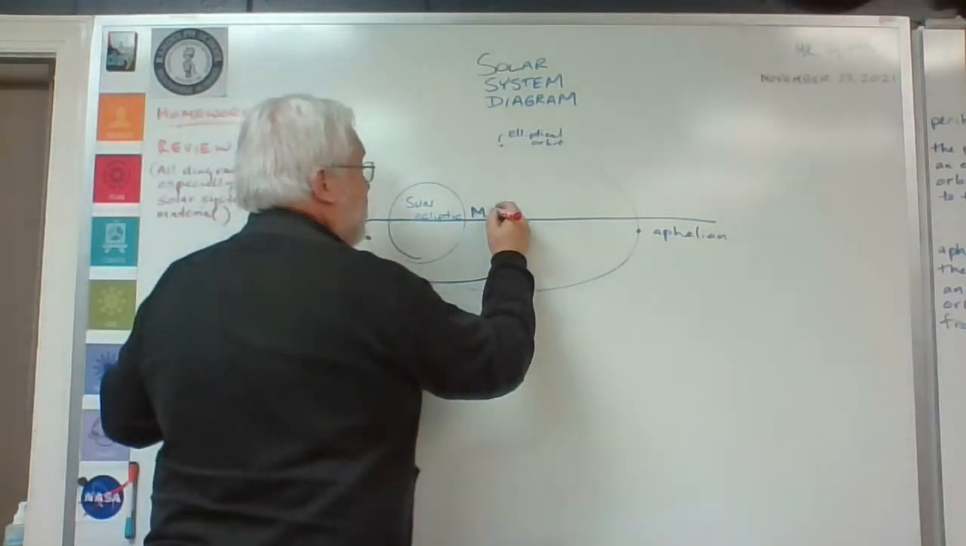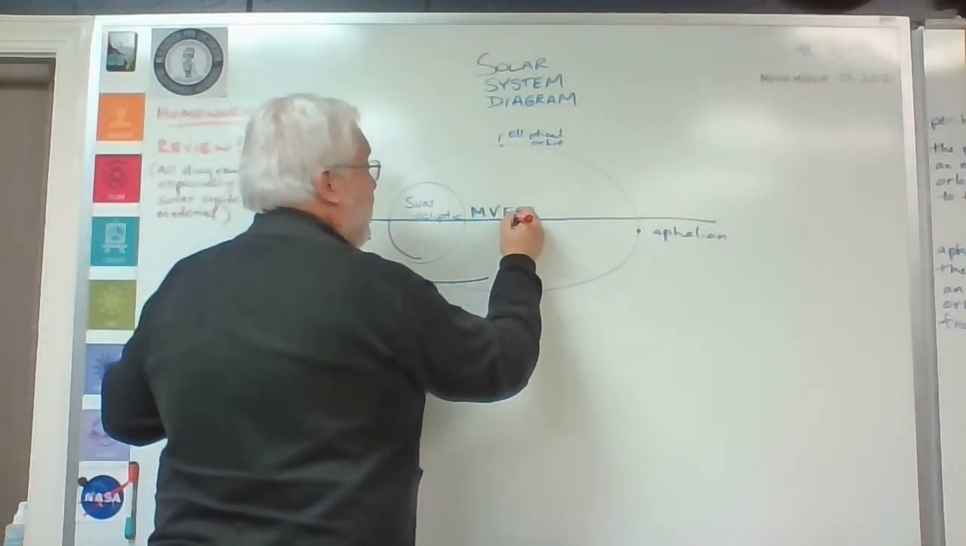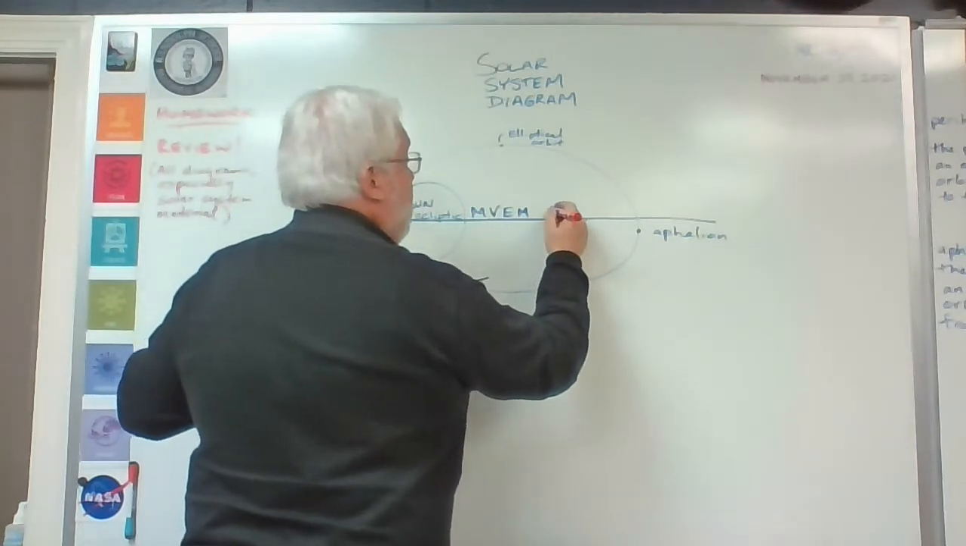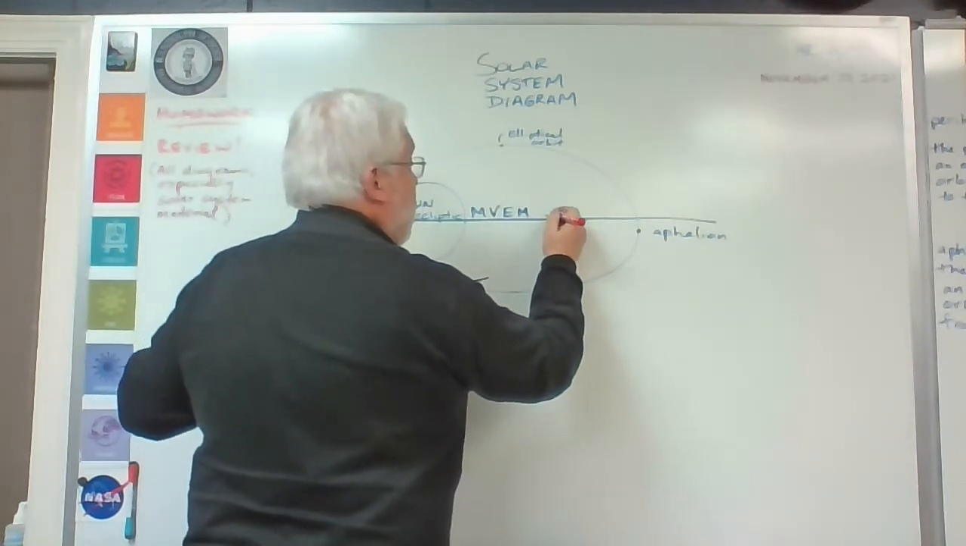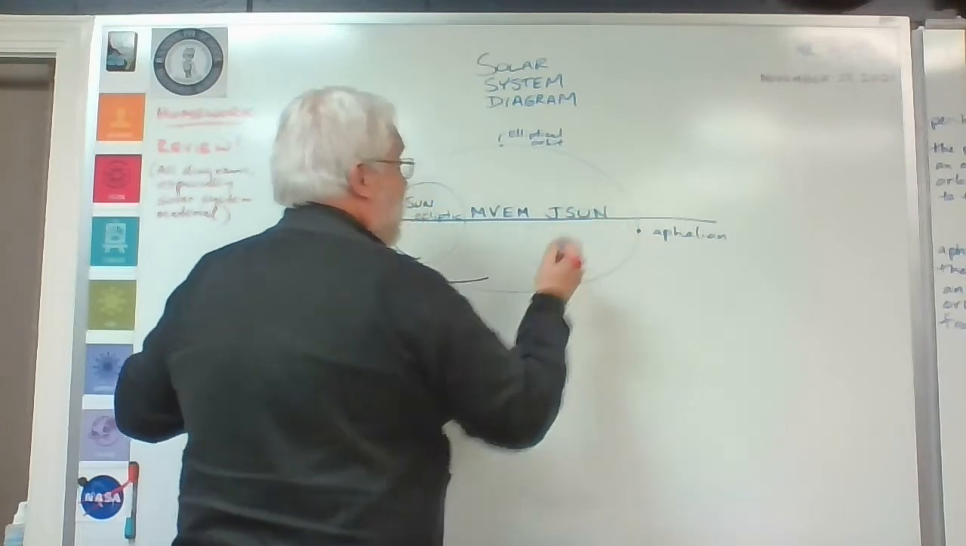Once we have the ecliptic labeled, then we can go ahead and put initials for the planets: Mercury, Venus, Earth, Mars. We're going to leave a gap for a reason, and then go out to Jupiter, Saturn, Uranus, and Neptune.